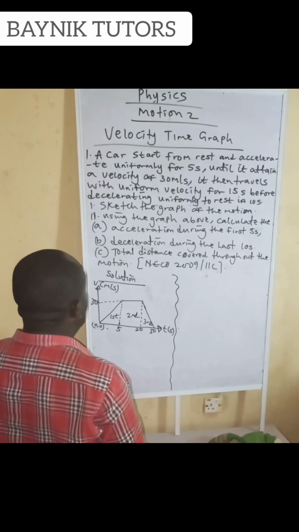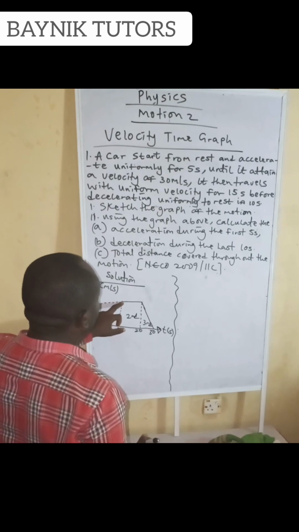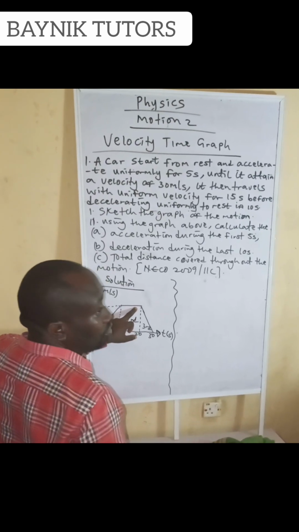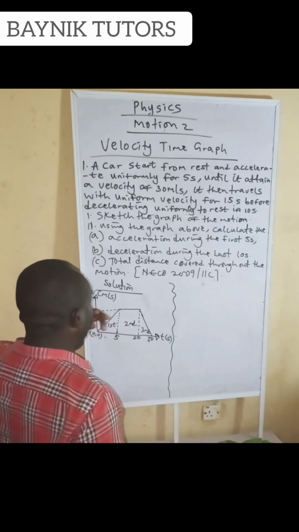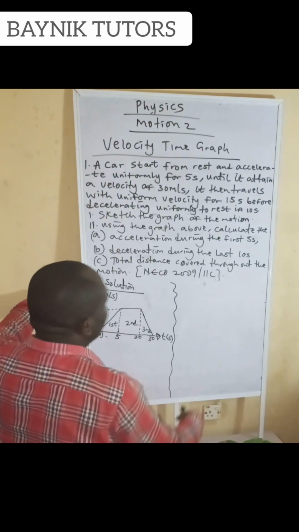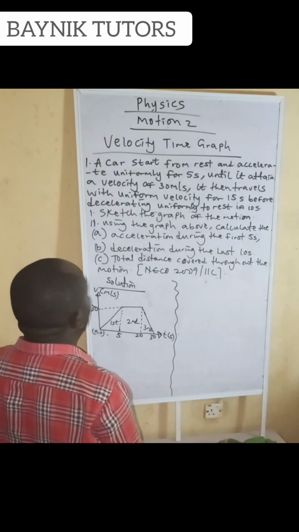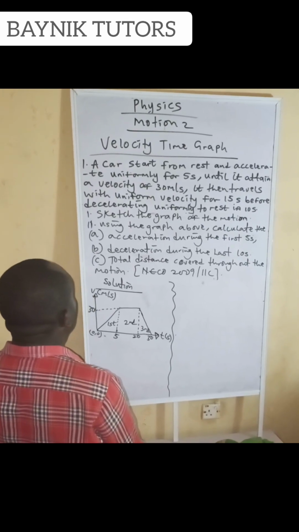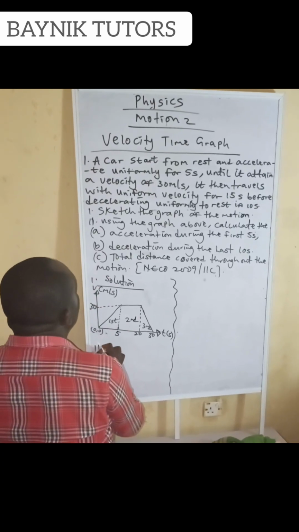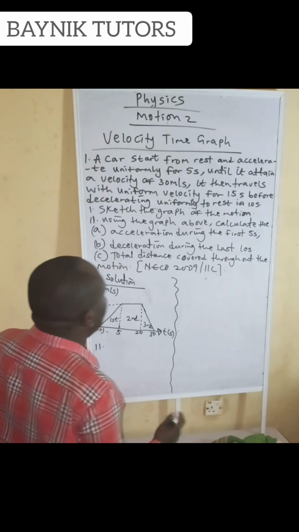Starting from 30 here, it accelerates uniformly. It maintains that uniform velocity, which is also known as constant speed, for the next 15 seconds. Then from there, it's now decelerating the next 10 seconds. So our velocity time graph is done there. What we were told to sketch, we've done that. That's number 1. So number 2, we're told to look for the acceleration. Before we look for the acceleration, we are told to solve it using the graph.